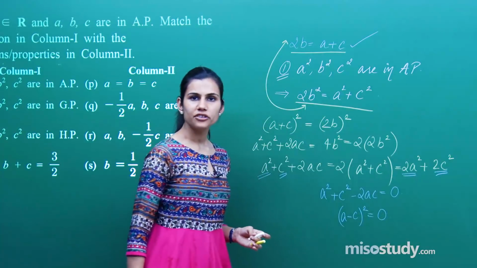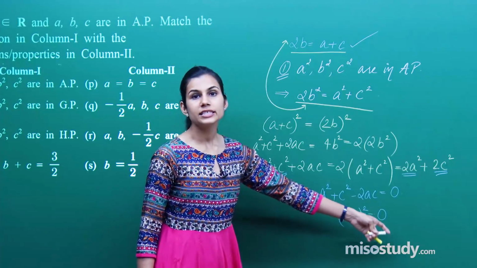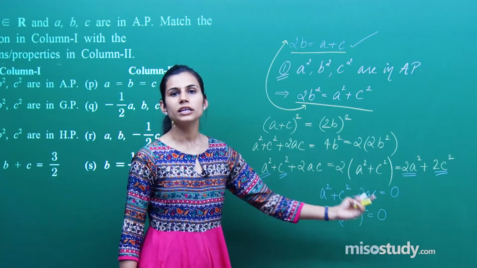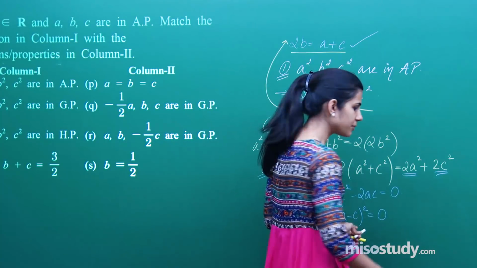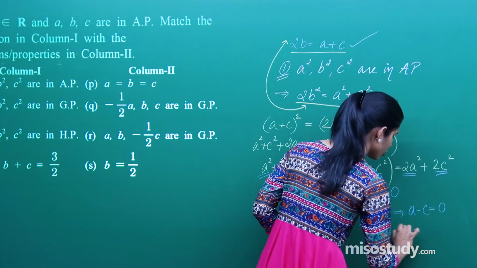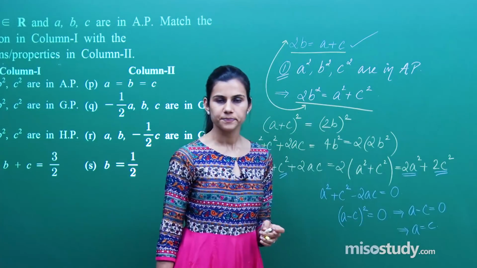If A and C are real quantities, A minus C is a real quantity and the square of it is 0. You know that the square of any real number is 0 if and only if that real number itself is 0. So if the square of this real number is 0, this implies this real number itself is 0, which eventually means A is the same as C.